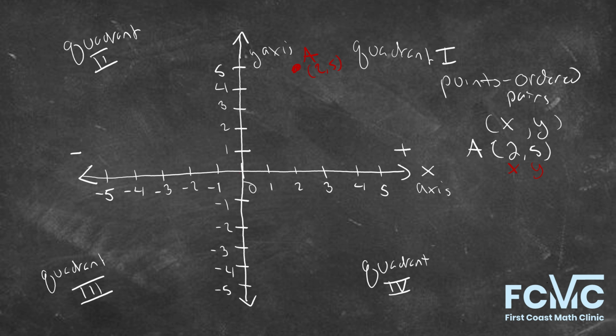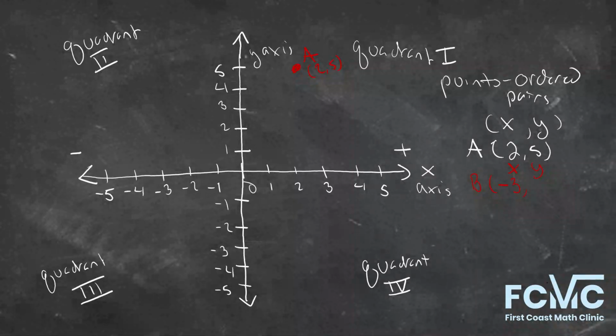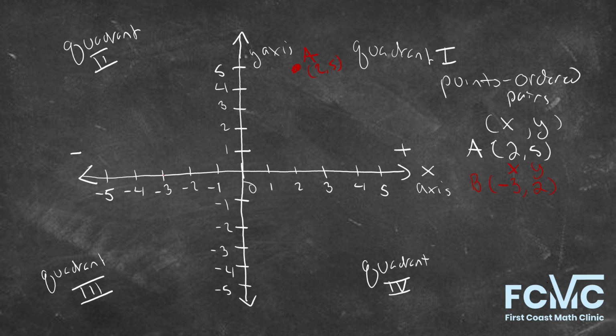So let's do a couple more examples. Let's say that point B is -3, 2. So we're going to go to -3 on the x-axis and then up 2 on the y-axis. So right here. So this is point B at -3, 2.